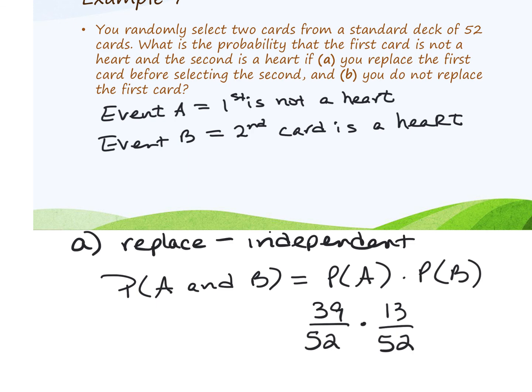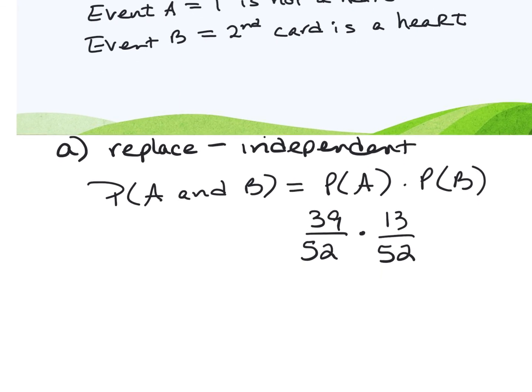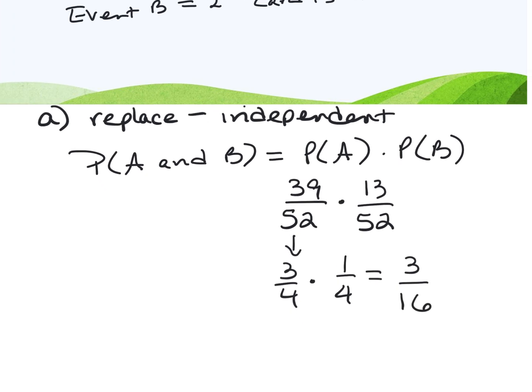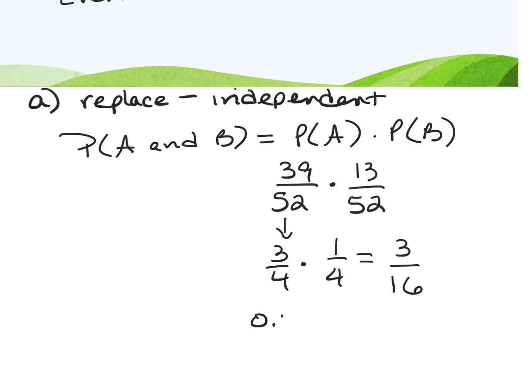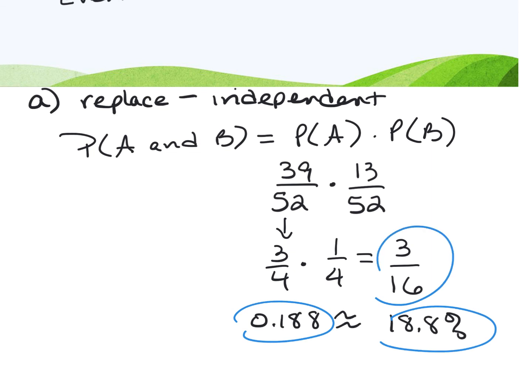Now I can simplify these fractions. I can divide 39 by 13 and 52. So this fraction will simplify to 3/4. And then this one will simplify to 1/4. I can multiply, and I get 3 over 16. As a decimal, this becomes 0.188, and as a percent, 18.8%. Now this is with replacement, so it's independent.